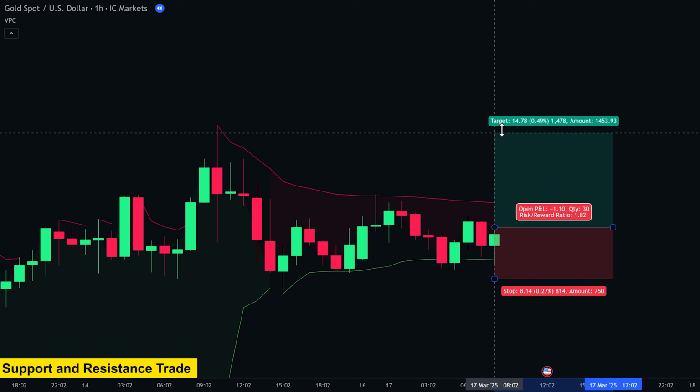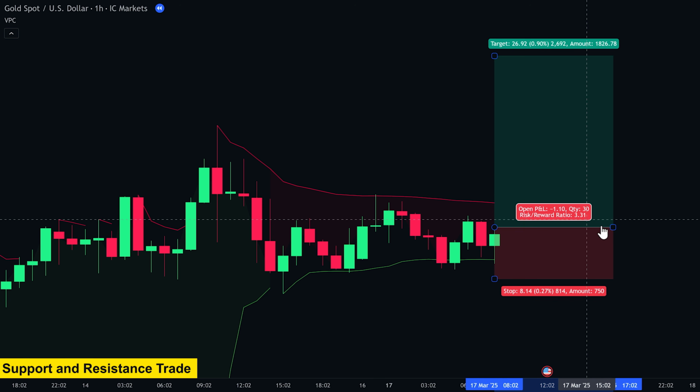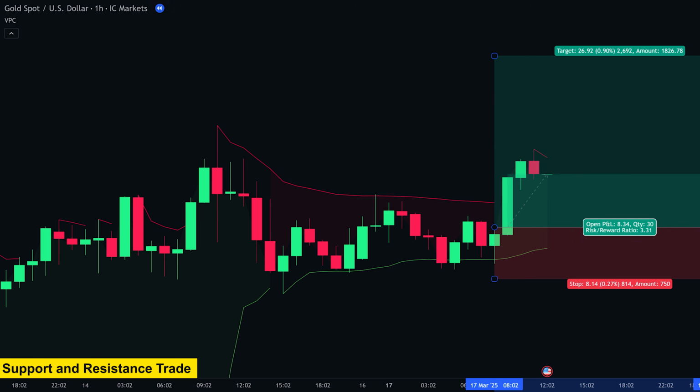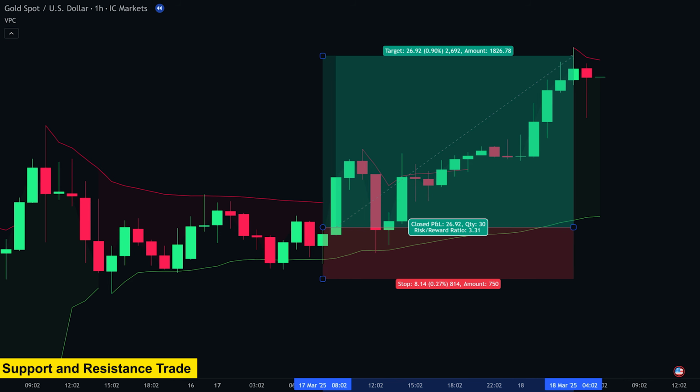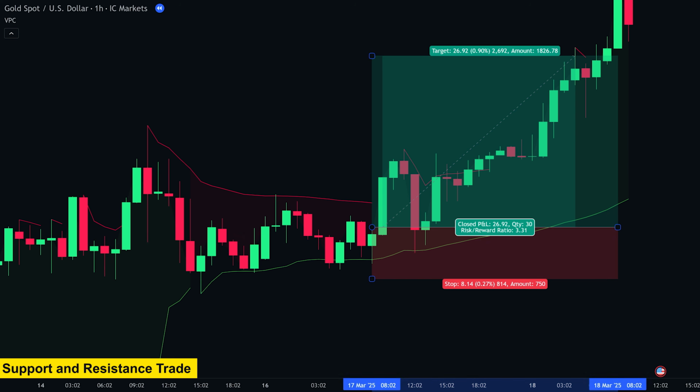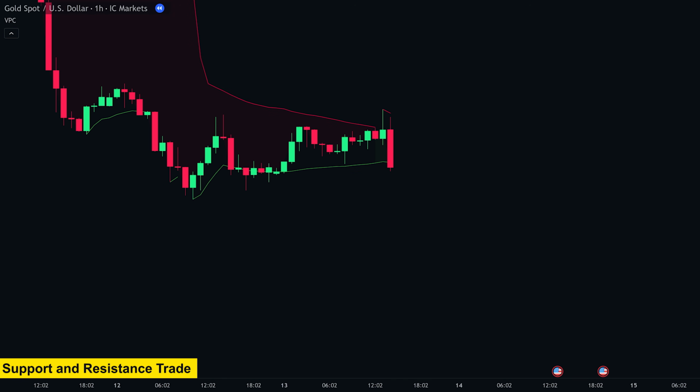Set your take profit target at a 1 to 3 risk-to-reward ratio. If you let this trade run, you will most likely hit your profit target. For the sell trade, it's the opposite of the buy trade. When the VWAP channel is flat and tight, you watch for the price reaction at the red VWAP line.